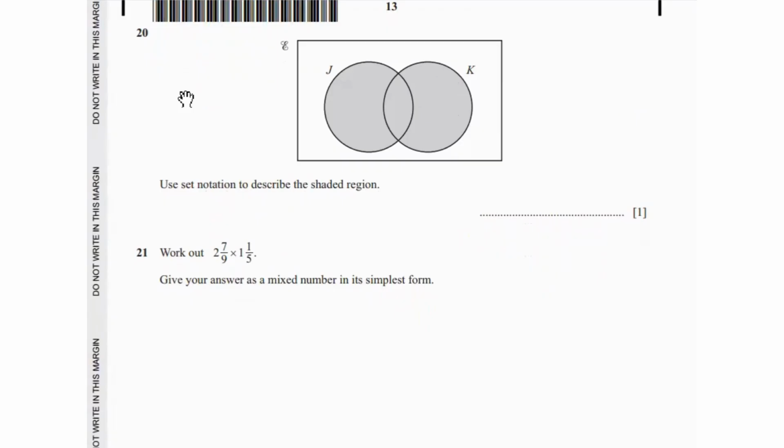Then use set notation to describe the shaded region. So both the circles J and K are completely shaded, which means it's a union. So J union K. If it was just the middle part that was shaded, then it would be J intersection K. So you need to know about your set notations like what is intersection, what is union, what is subset, what is proper subset, what is complement. All of these things are very important.